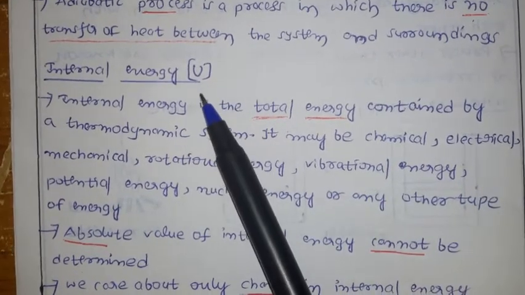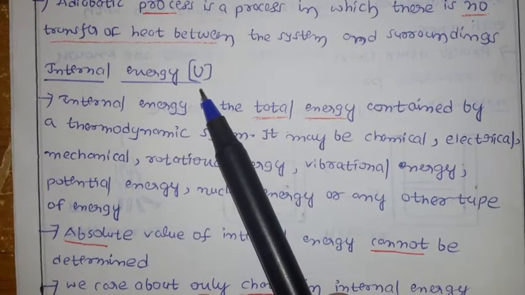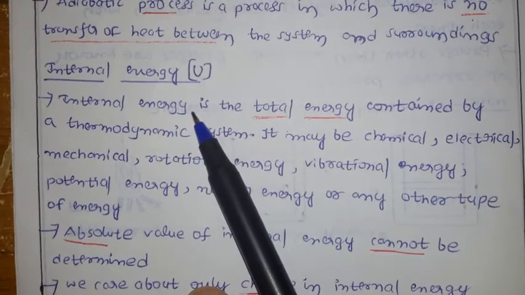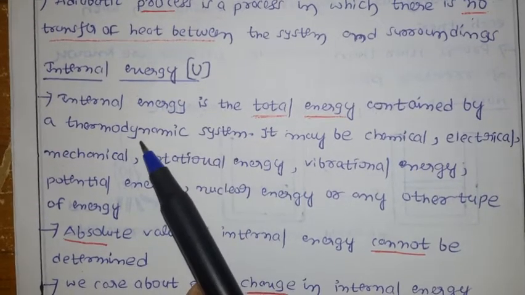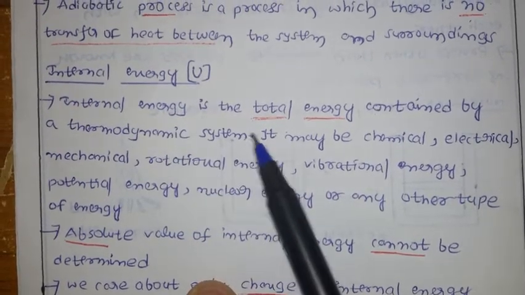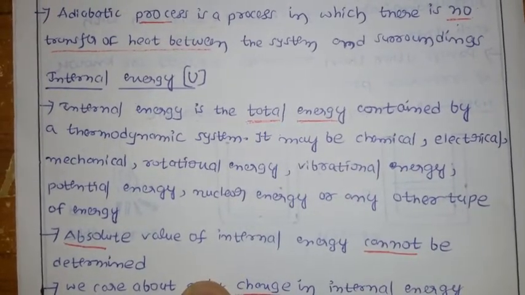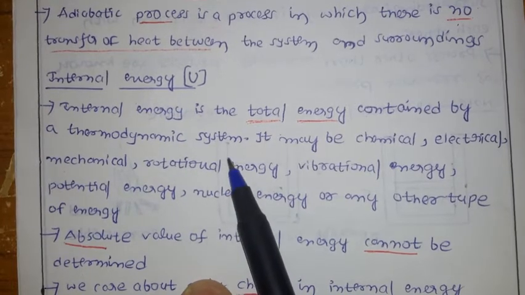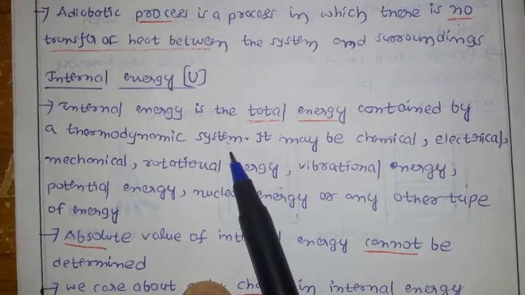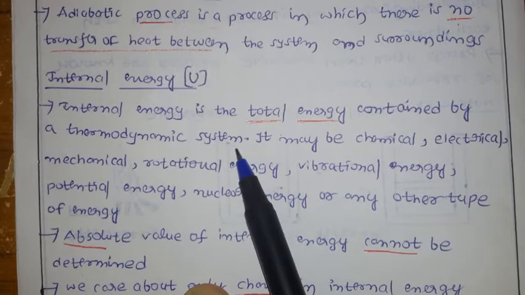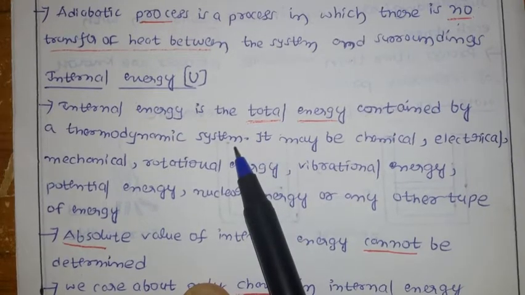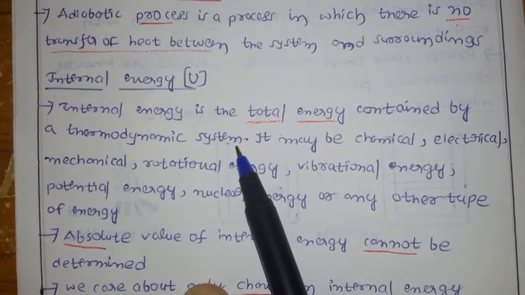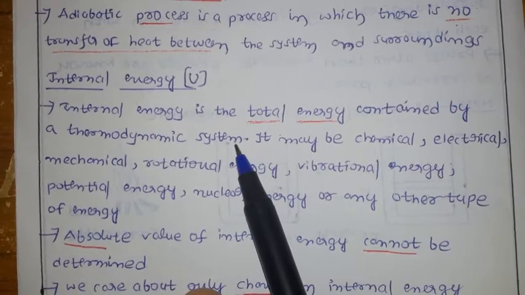Now let us define it. How can we define the internal energy? Internal energy is the total energy contained by the thermodynamic system. Already we discussed what a system means: what is under observation is called the system. In a system, whatever energy is present, that total is called internal energy. Internally we have some energy, and the sum of all the energies is called internal energy.